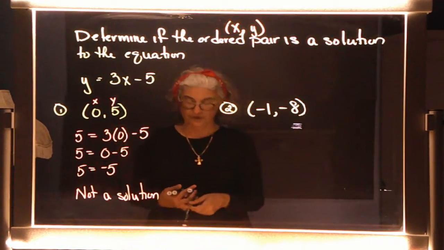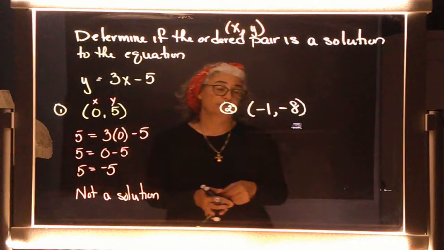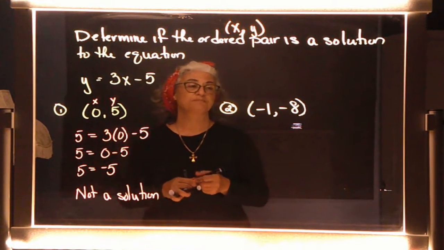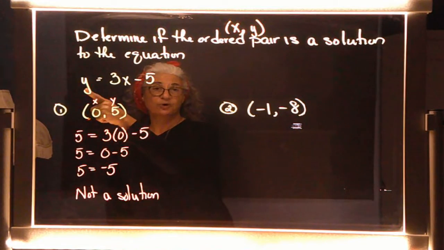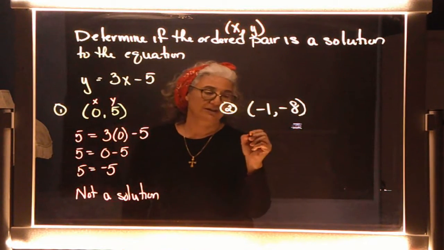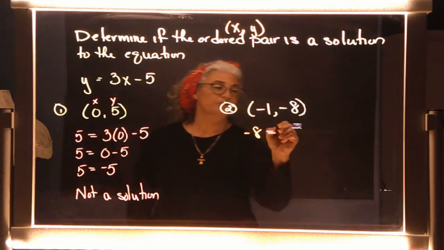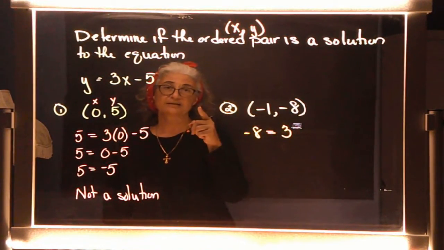Let's look at problem number 2. Same question, they want to know if it's a solution. So what are we going to do? Yep, we're going to plug it in. So I'm supposed to write the y first. Good, that's your -8. So I'm going to write the -8 first. Equals 3 times x. What's my x?